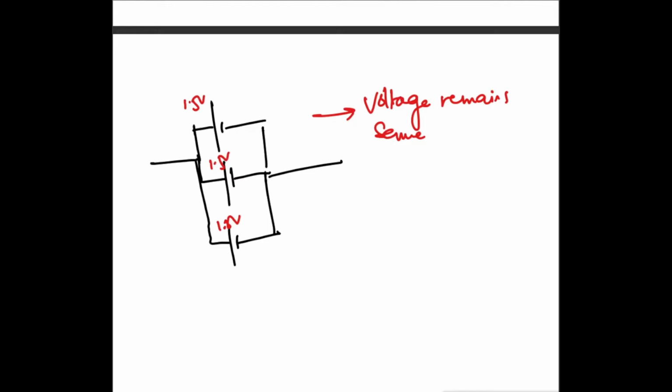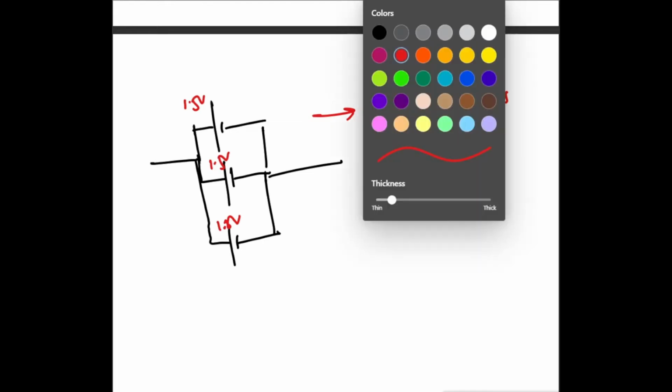It's not possible that the examiner gives you a setup in which there is a 1.5 volt battery, another battery is 2 volts and another battery is 3 volts. It's not going to be that way. All the batteries will be the same and should be the same to avoid any short circuits in the future.